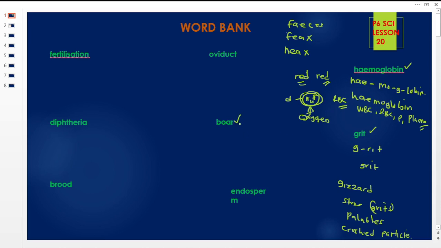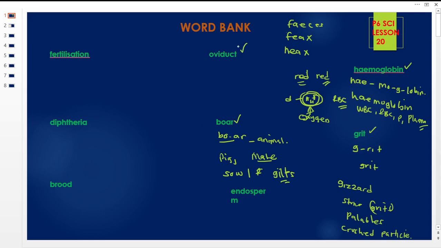Now we are here. This word is read as boar. It is read as boar. So what is this boar? It is an animal. Which animal could this be? This is a pig. And which sex of a pig? It is a male pig. A male mature pig is called a boar. Then a female one is called a sow. And female piglets are called gilts.